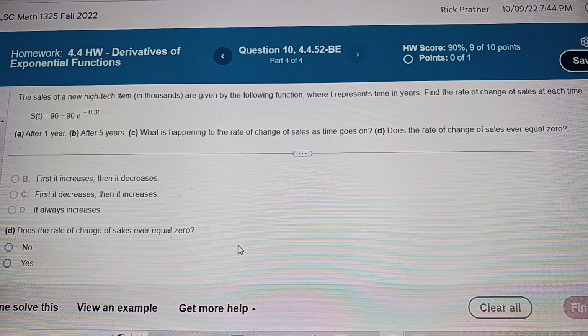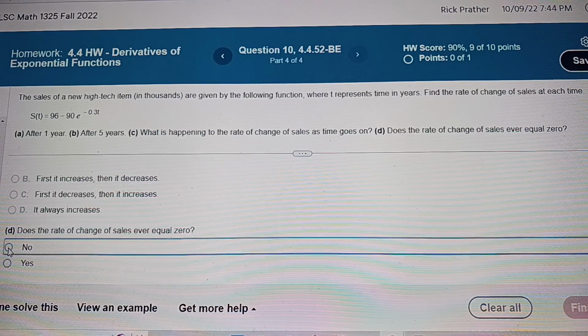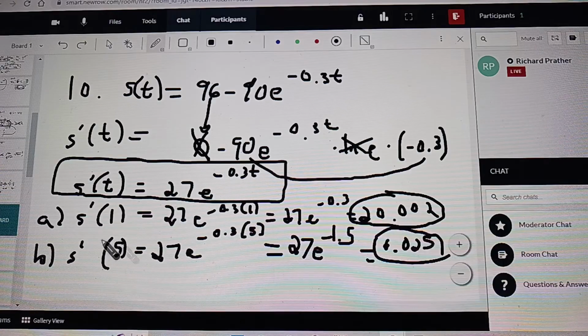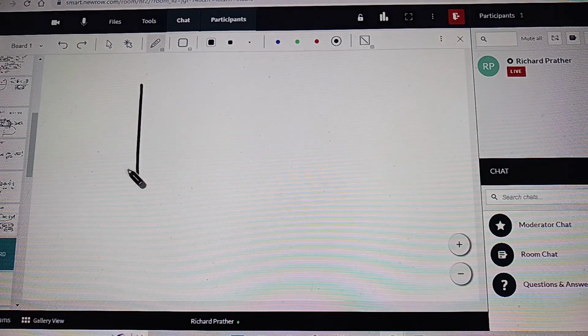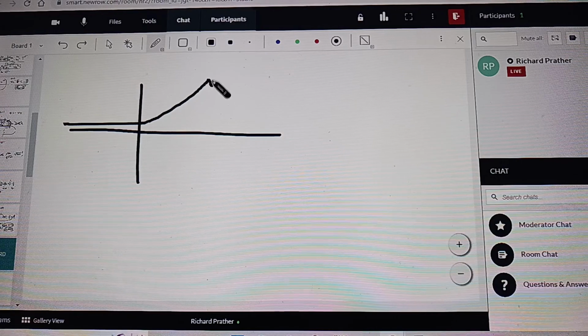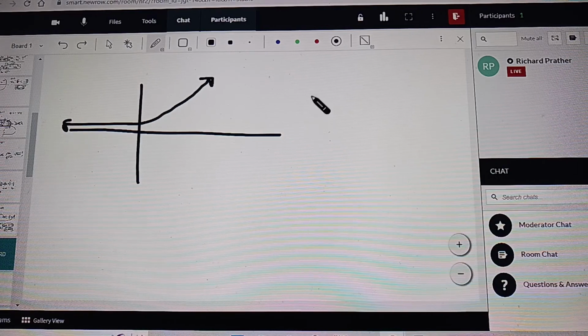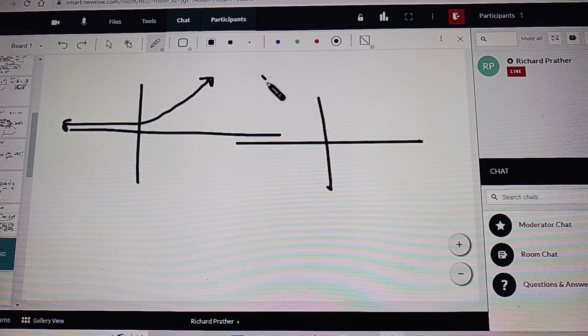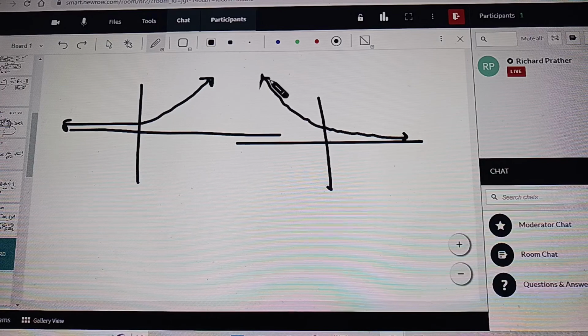And then will it ever reach 0? The answer to that is definitely no if you know your exponential graphs, whether you have an exponential growth or an exponential decay. Remember, growth goes like this, and decay comes in this way. We have this one right here where it's getting smaller and smaller and smaller. So exponential graphs, they always either increase always or decrease always, one or the other, depending if you have growth or decay.